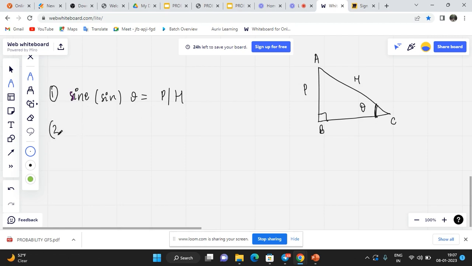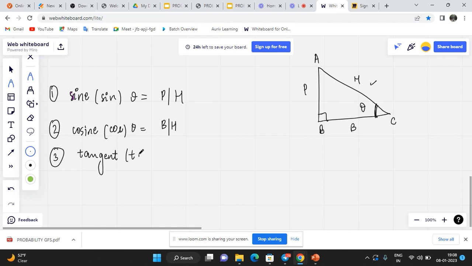Now coming to the second, that is cosine theta, which is written as cos theta. Cos theta is the relationship between the base and hypotenuse of a right angle triangle: base over hypotenuse. Now coming to the third one, which is tangent theta.